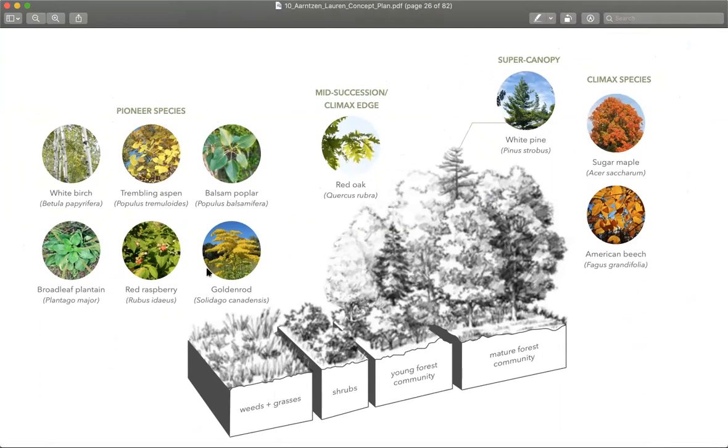And she found out that it was goldenrod, raspberry, red raspberry, and broadleaf plantain. Then as we get into shrubs and young community forests, what are we looking at? White birch, trembling aspen, and poplar. What is in our taller super canopy? White pine. And once we get into a full climax forest, what are we seeing? American beech and sugar maple.